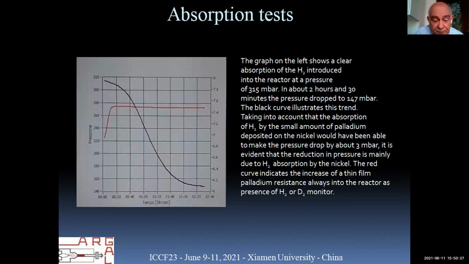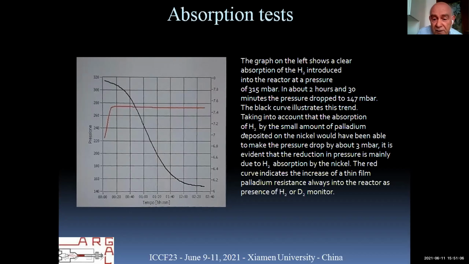Absorption test. The graph on the left shows a clear absorption of hydrogen introduced into the reactor at a pressure of 315 millibar. In about 2 hours and 30 minutes, you can see on the x-axis, the pressure dropped down to 147 millibar. The black curve illustrates this trend.